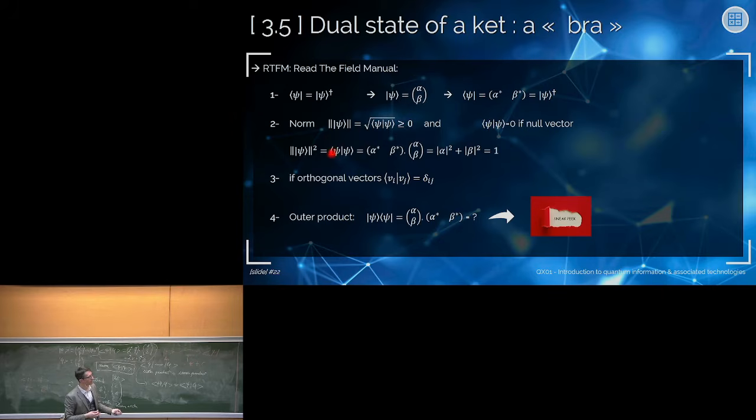So in the case of a qubit with alpha beta, as we saw earlier, the norm is simply alpha squared plus beta squared, and that is equal to 1. And we said we like to use normalized state vectors.